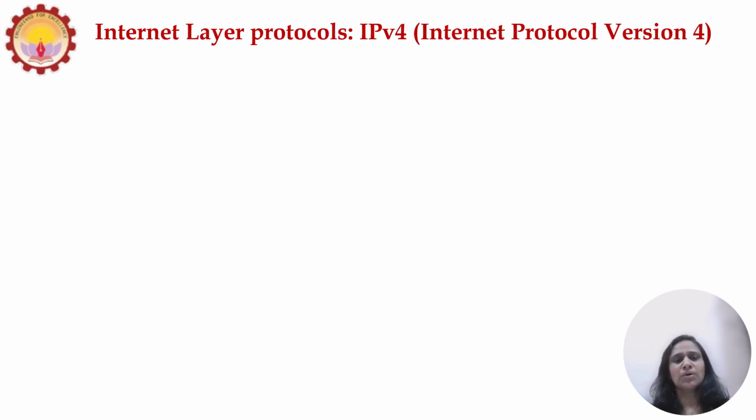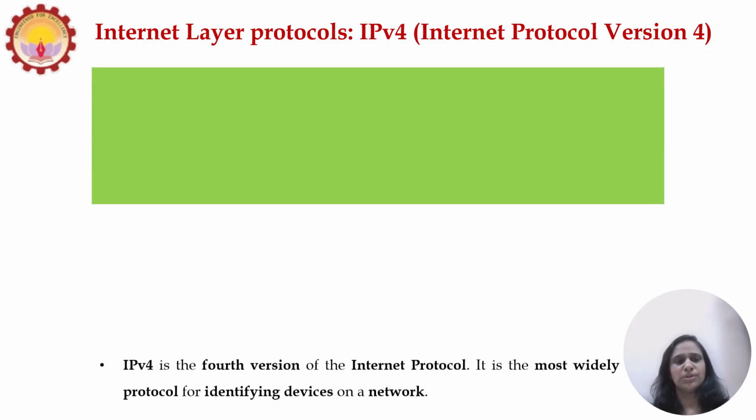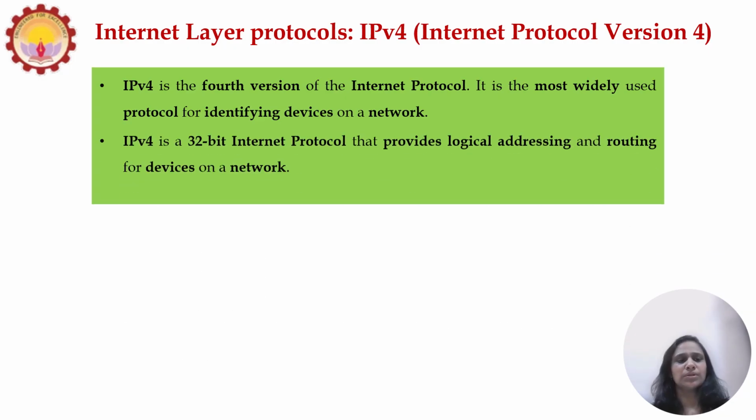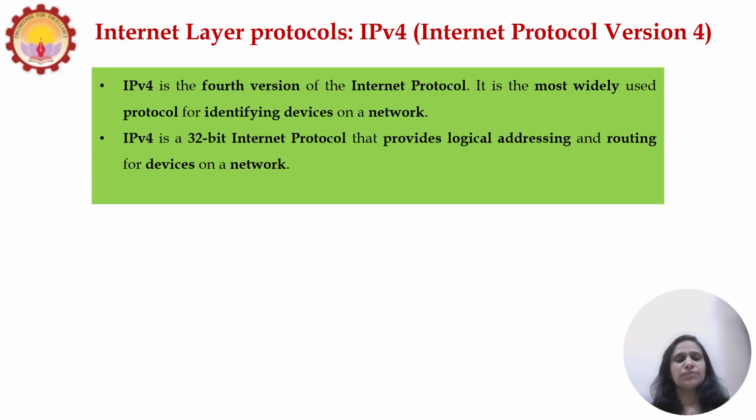So now we will talk about IPv4, that is the fourth version of the internet protocol. In this internet protocol fourth version, it is the most widely used protocol for identifying devices on the network. This IPv4 is a 32-bit internet protocol that provides logical addressing and routing for the devices on the network.